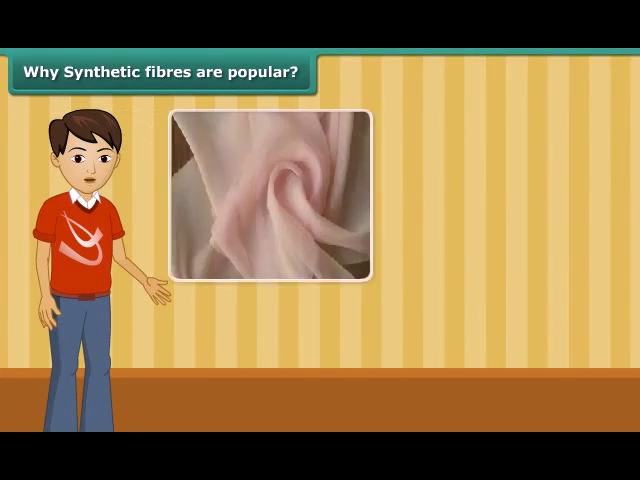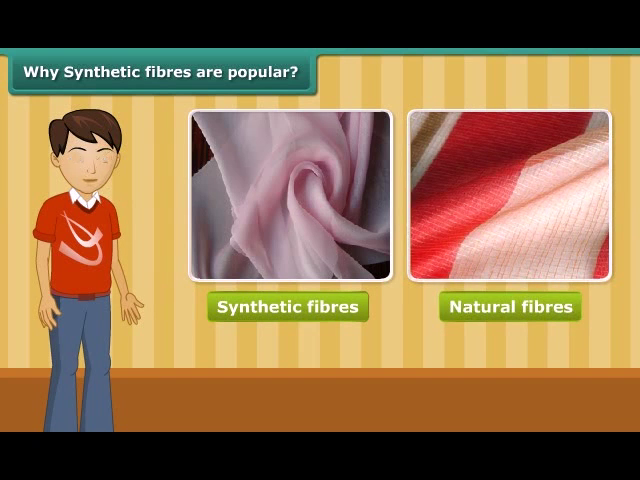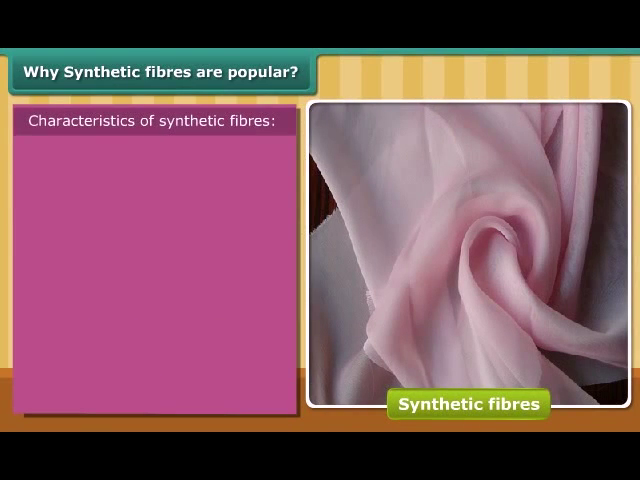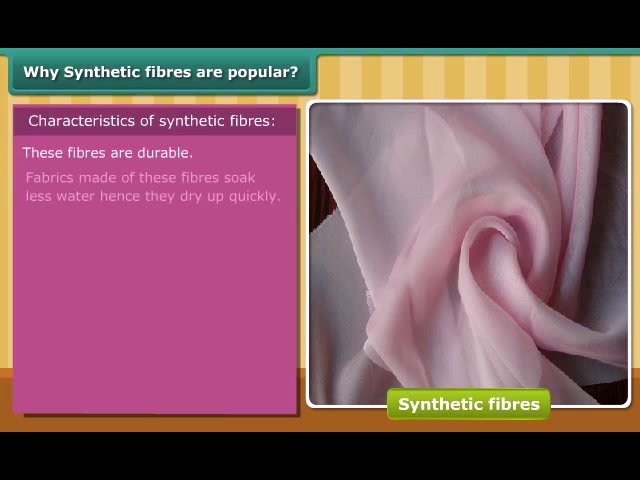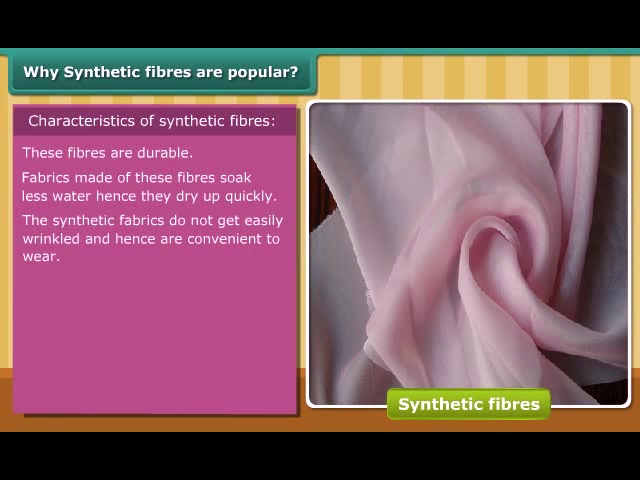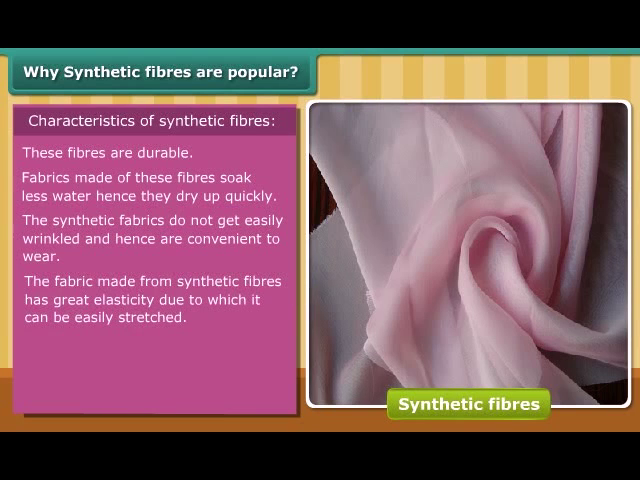By now you know what makes synthetic fibers more popular than natural fibers. Let us recall the characteristics of synthetic fibers which make them so popular among us. Because of the high strength of synthetic fibers, they can easily bear heavy loads without breaking. These are durable. Fabrics made of these fibers soak less water, hence they dry up quickly. The synthetic fibers do not get easily wrinkled and hence are convenient to wear. The fabric made from synthetic fibers has great elasticity, due to which it can be easily stretched.